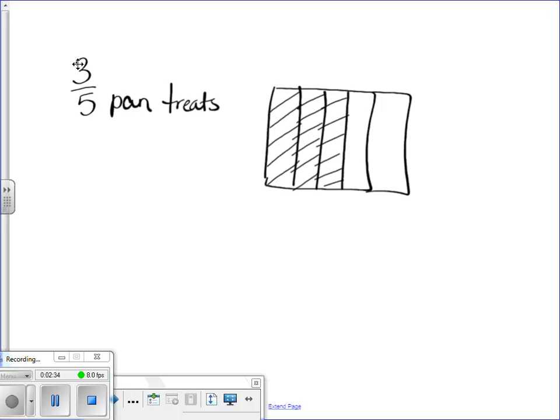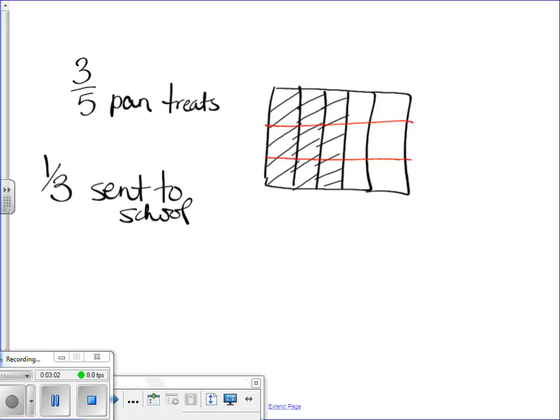So then 1/3 of the remaining treats get sent to school. So if this is all that's left, or all that's in the pan, and 1/3 of these get sent. So 1, 2, 3.